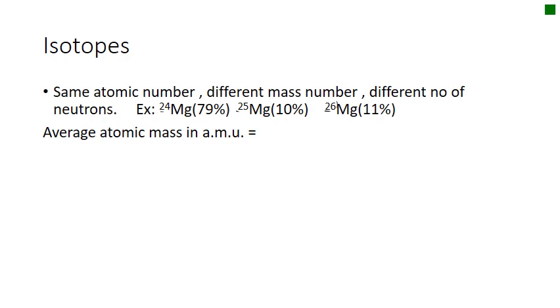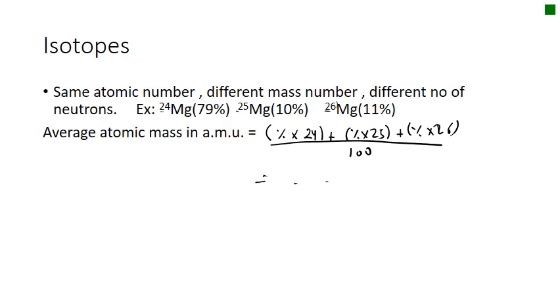To calculate the average atomic mass of these isotopes, the rule is: percentage of the first isotope times its mass number, plus the percentage of the second isotope times its mass number, plus the percentage of the third isotope times its mass number, all over 100. If we have two isotopes, we use only two values. If we have four isotopes, it is the same. It is percentage times mass number over 100, and by calculation we can get the average atomic mass in amu.